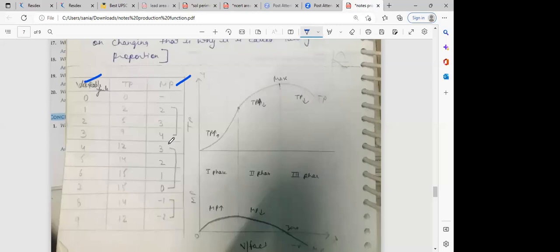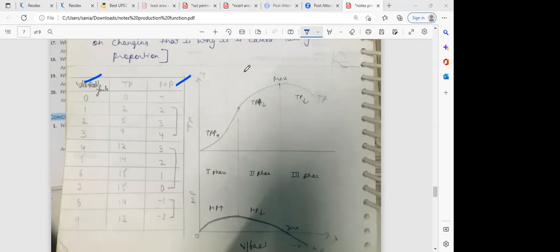Right? And then opposite from 3: 3, 2, 1, 0, minus 1, minus 2, right? You can remember MP? Yes or no? Ma'am, is this for a particular question? Yeah, if they ask you to explain the law of variable proportion with the help of a diagram and schedule, at that time you have to draw your own schedule.